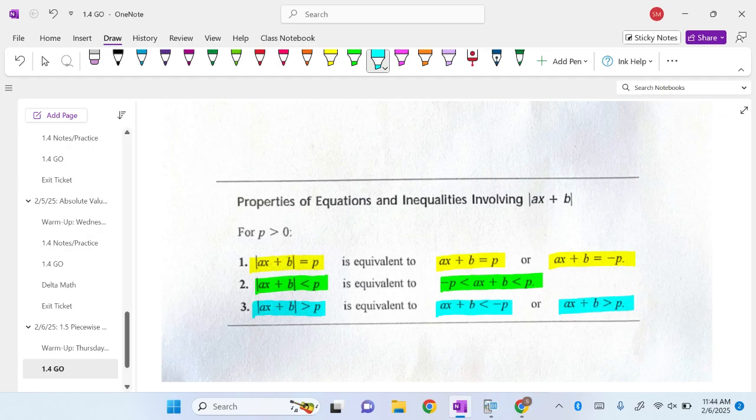So any questions on absolute value, anything? So solving equations, solving inequalities.